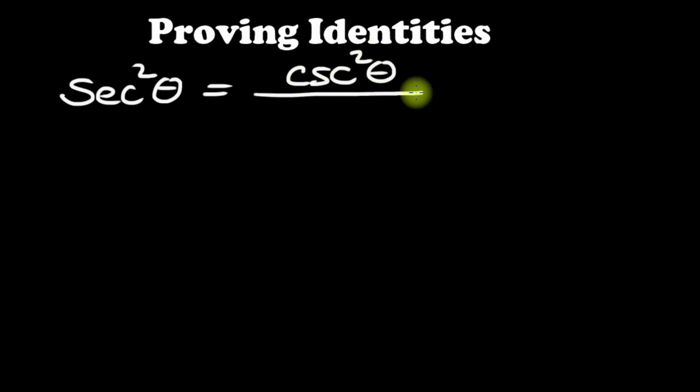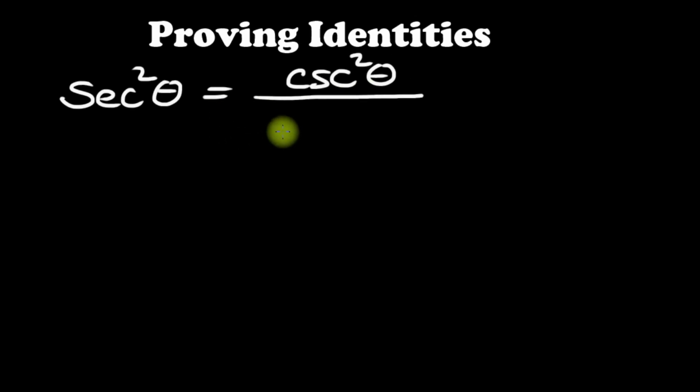Let's take a look at the next one. Here we have secant squared is cosecant squared over cosecant squared minus 1. So we're going to prove this.